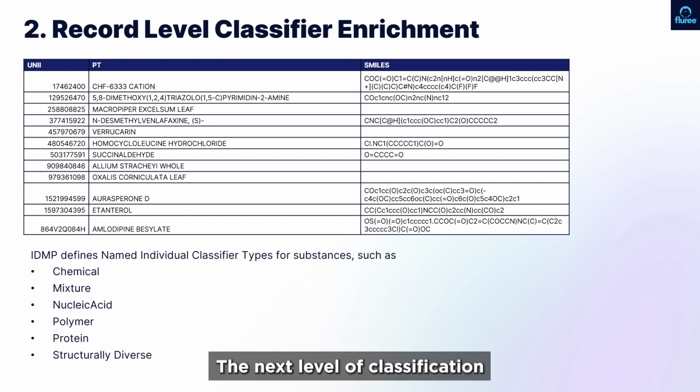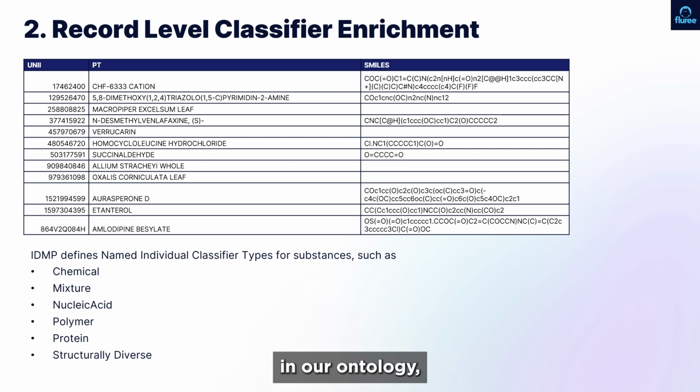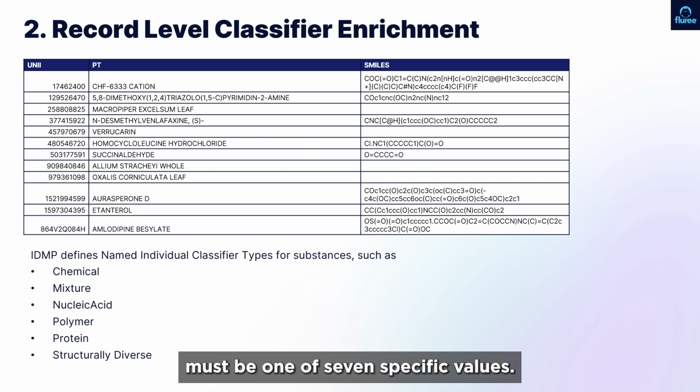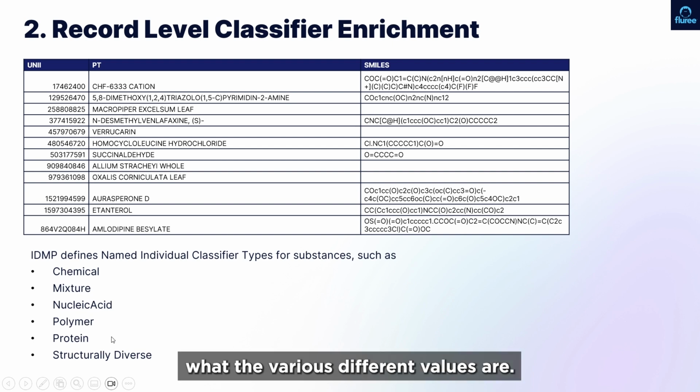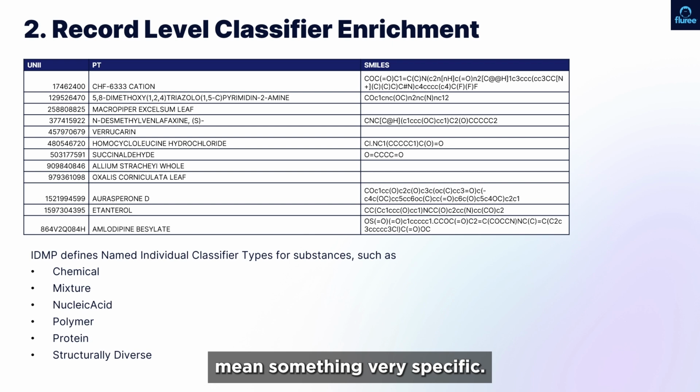The next level of classification is when we go beyond just looking at the data table name or the column name, and we go one level deeper into the record itself. Just to give an example, in our ontology we described the concept called a substance type, and we said that every substance must have a substance type. We further created a constraint that said a substance type must be one of 7 specific values. And you can see here what the various different values are. But the key element is that these values mean something very specific.